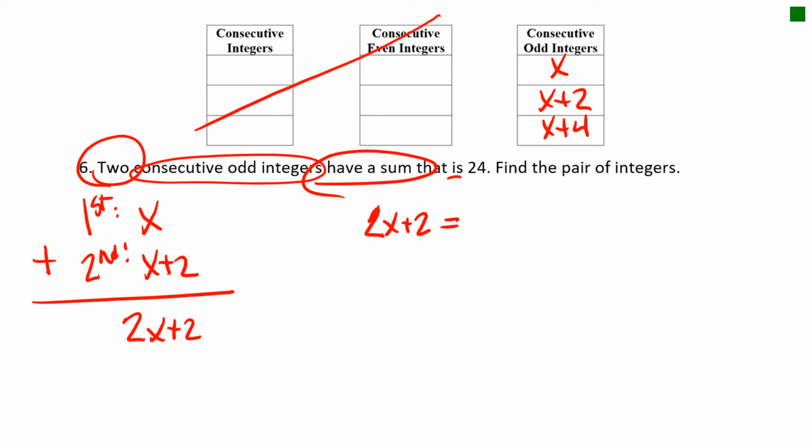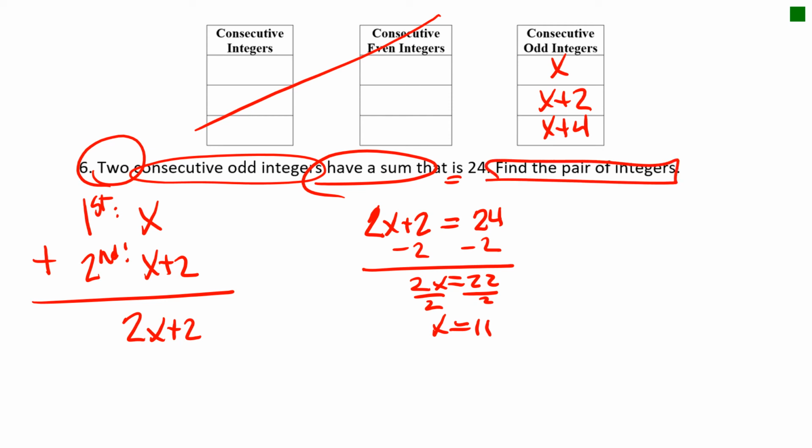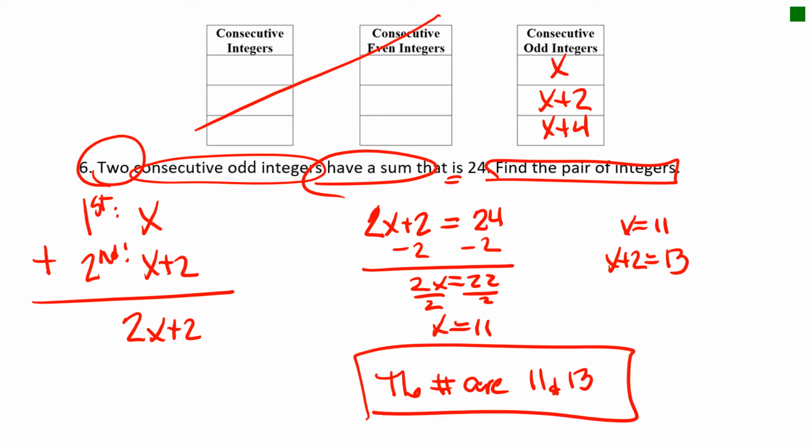Whoops, got a little carried away there. 24. Subtract 2, 2x is 22, divide by 2, x is 11. That is not your answer. Sorry about that. We have to find the pair of integers. So I need the numbers. Well, the first one's 11, because that's x. The second one, remember, is x plus 2, so it would be 13. 11 and 13. Boom, boom, boom, boom. You are done.